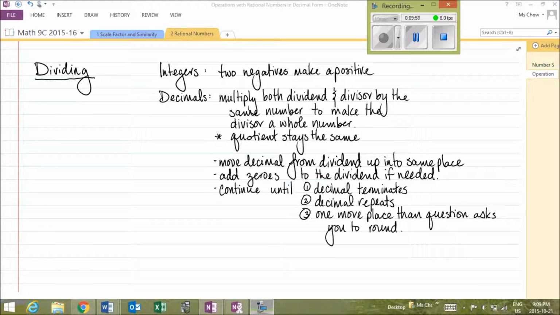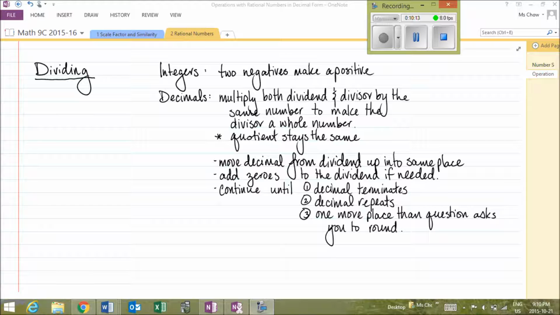So with division, integers, we should know that it's the same rules for dividing as it is for multiplying. That is to say that two negatives will make a positive, or one positive and one negative will be a negative.